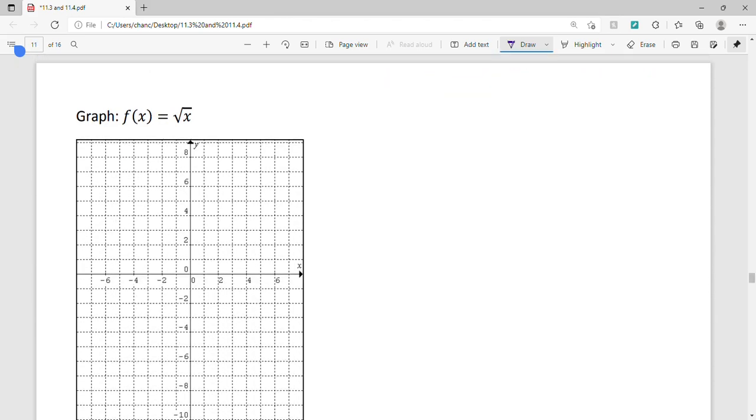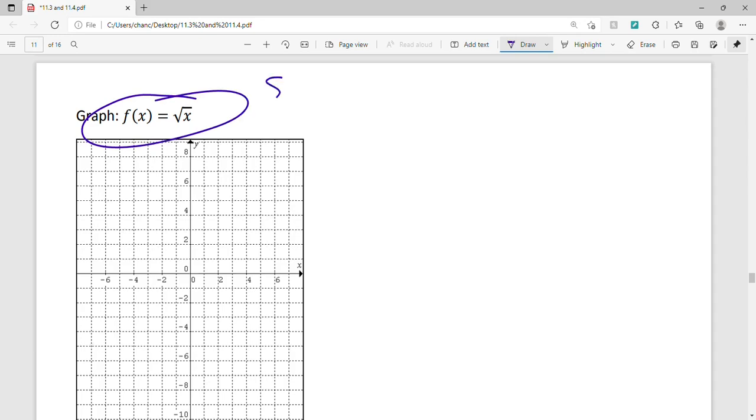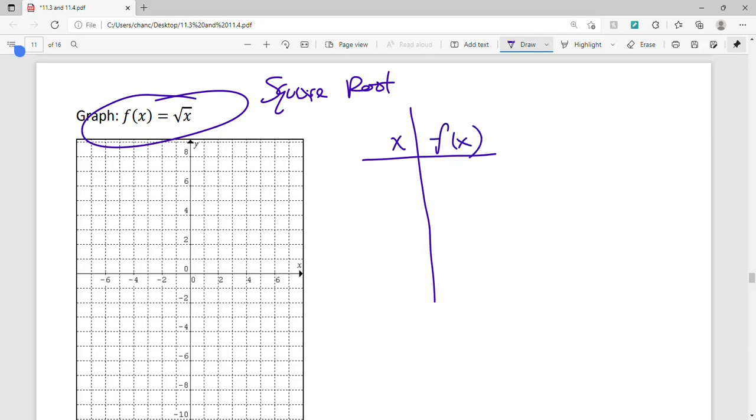We have another parent graph. This is the square root function. For the square root function, we'll make another table. And we're looking for the square root of x. But I cannot pick negative values because negative values will give us an imaginary result. So we'll pick some easy square roots. 0 is a very easy one to pick. The square root of 0 is just 0. The square root of 1 is just 1.